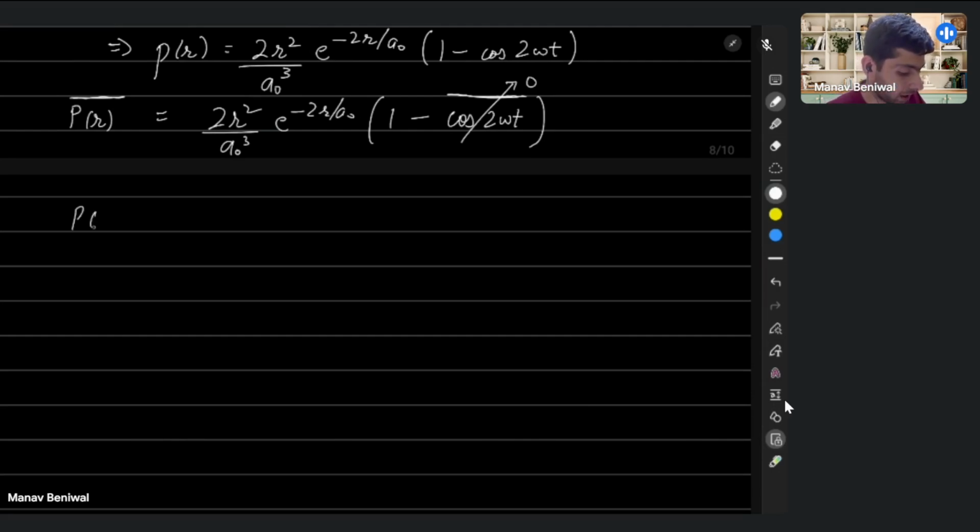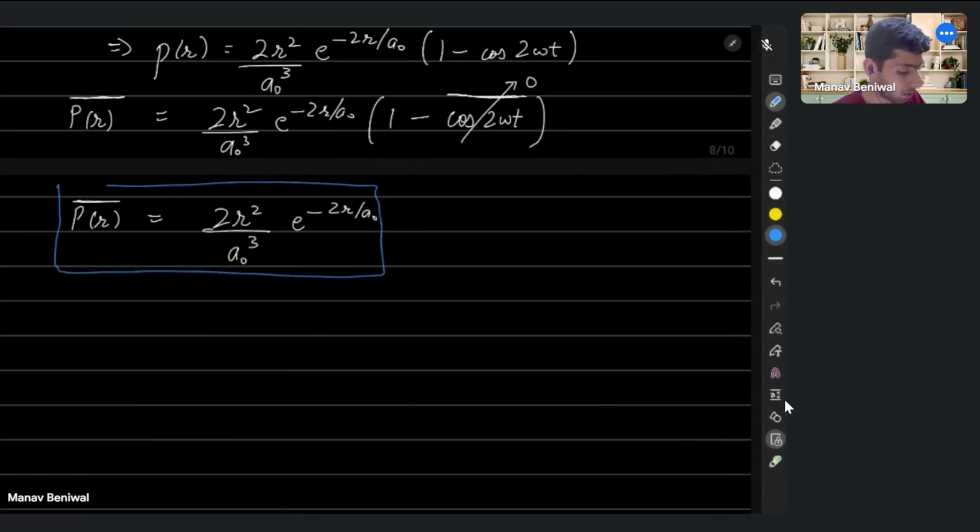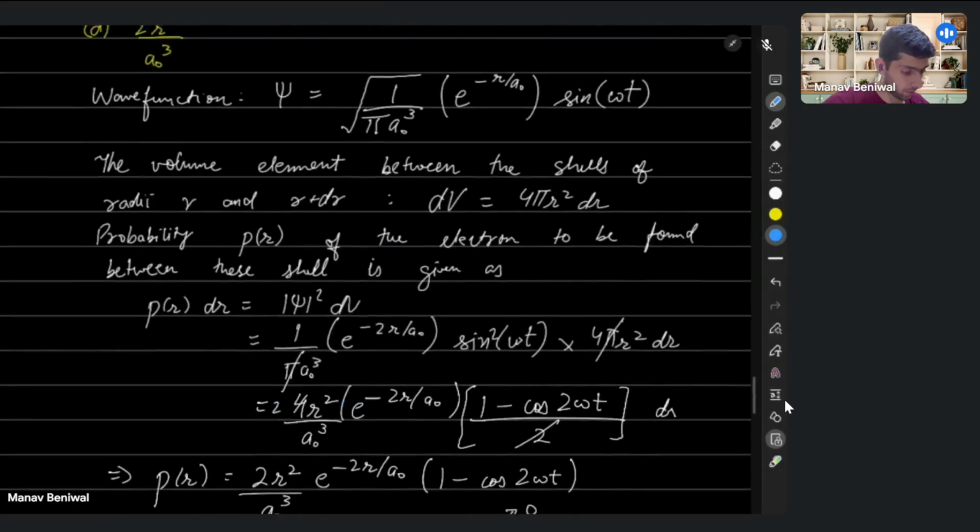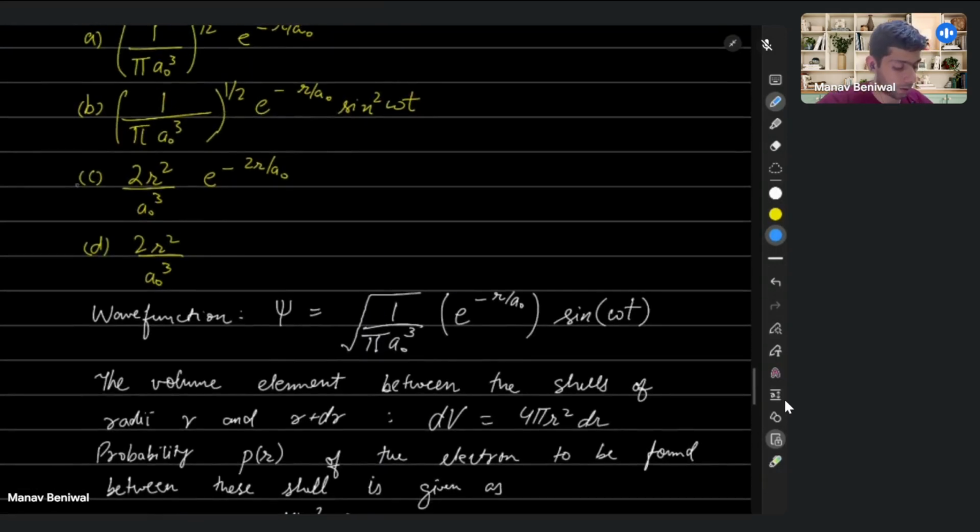Therefore, we can write P of r to be 2r squared over a naught cube e to the minus 2r over a naught. Okay, so this is our answer. Let's see if it is matching. Yeah, it is matching with option C.